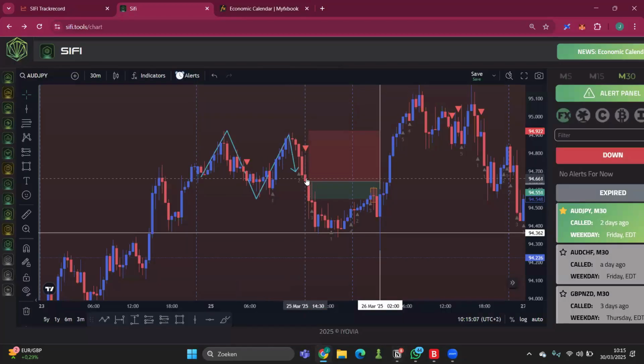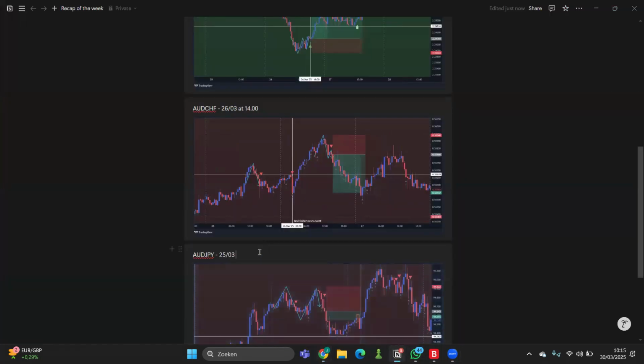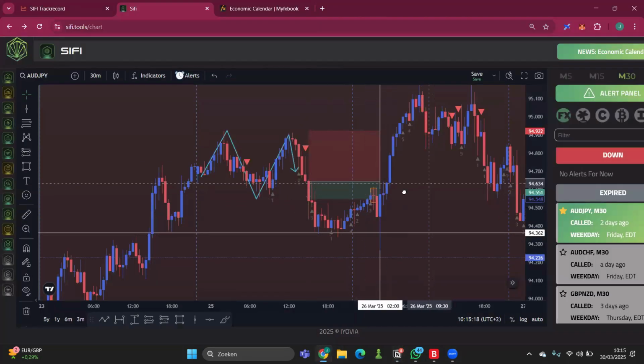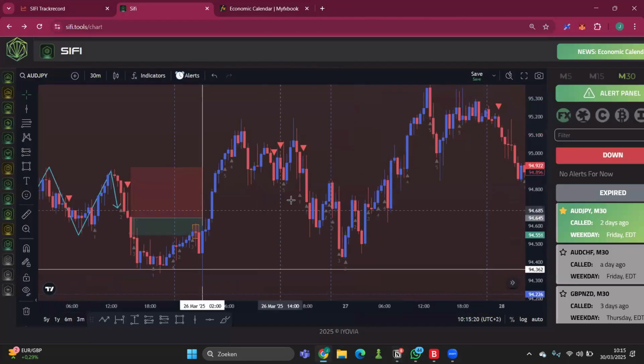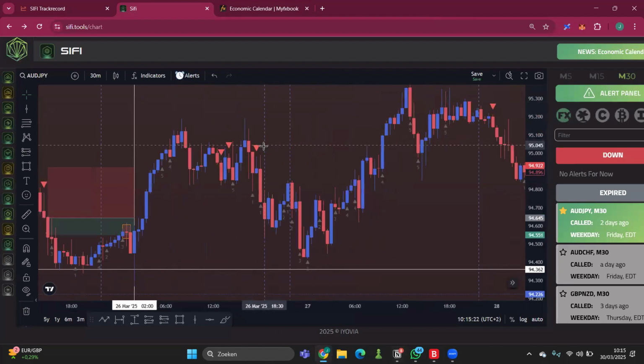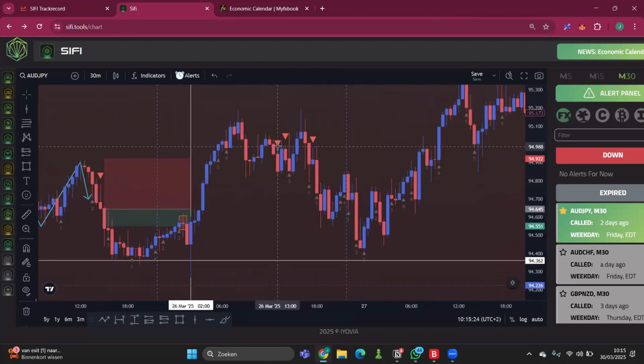What time was this? This was at 2:30. Cool. So good that we saved ourselves from a loss right here. And then after that, what we see is we have this first next arrow. And this arrow was a pretty strong one. And it was an interesting trade.